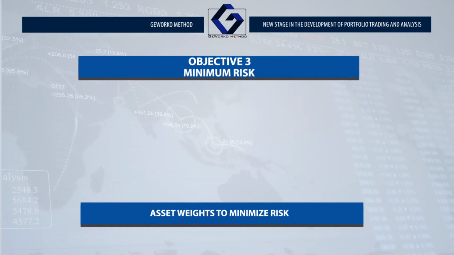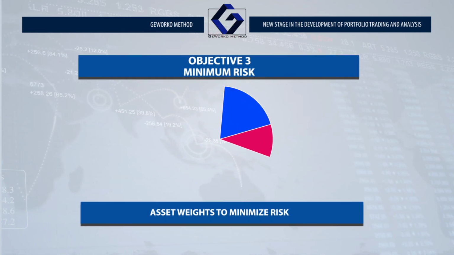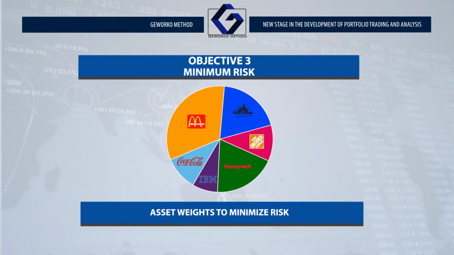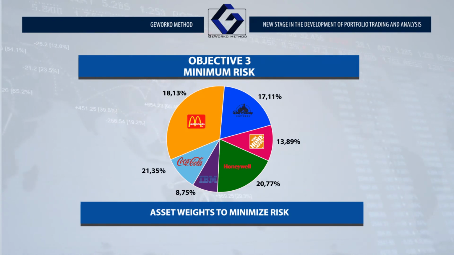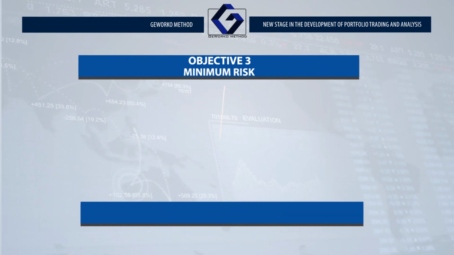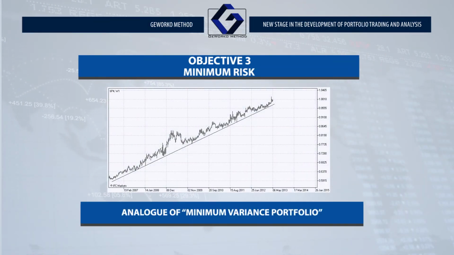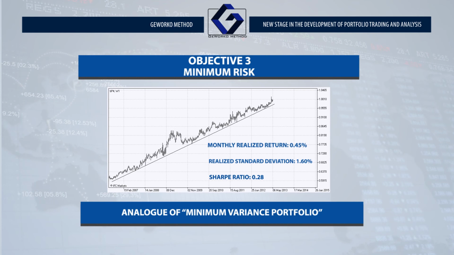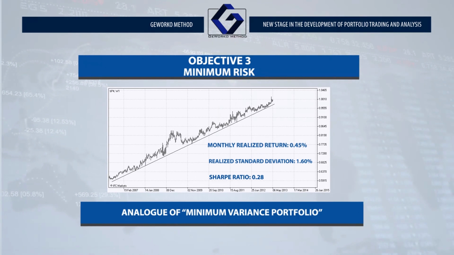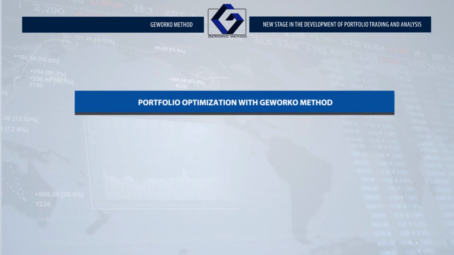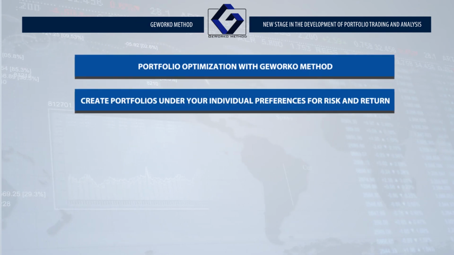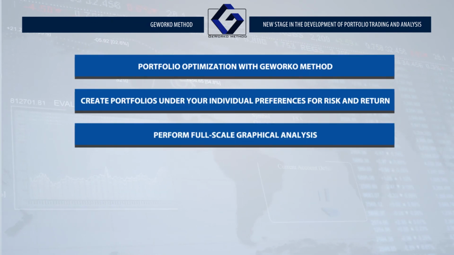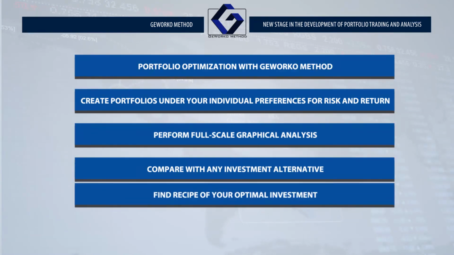If the optimization problem is minimizing the risk, this solution leads to a new portfolio structure known as the minimum variance portfolio. This portfolio is characterized by the least possible realized standard deviation of return among all portfolios consisting of the same set of stocks. The chart obtained with the GeWorko method shows how smooth the portfolio's performance looks now, a direct consequence of risk reduction. Take advantage of the GeWorko method to create portfolios under your individual investment preferences.